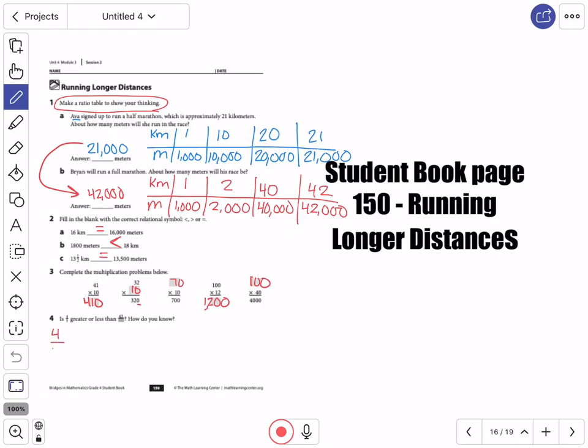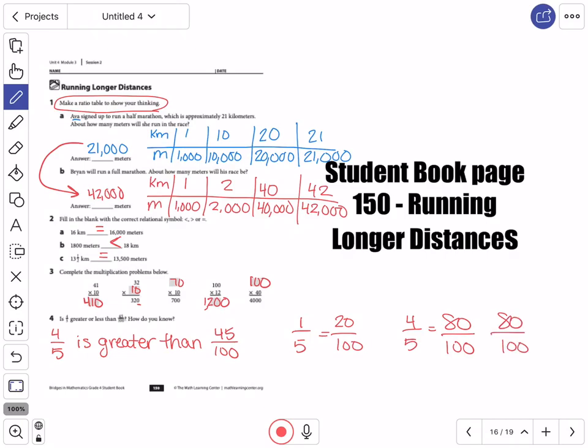Okay. And then the last question says, is 4/5 greater or less than 45/100? How do you know? 4/5 is greater than 45/100. I know that 1/5 equals 20/100. So 4/5 equals 80/100. And 80/100 is greater than 45/100. All right.